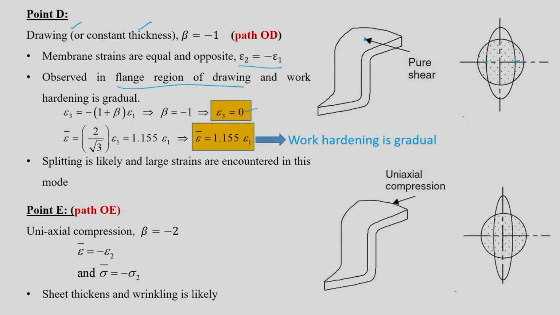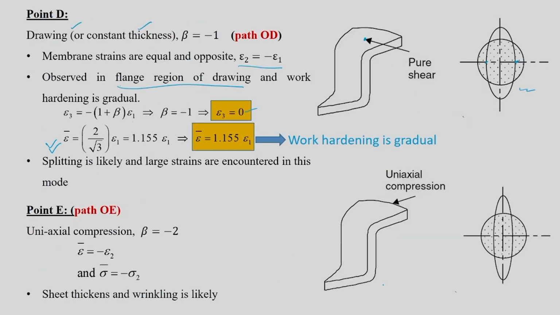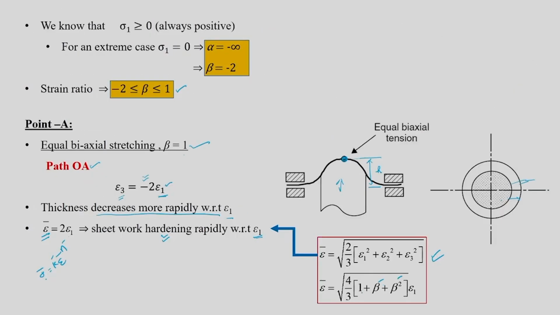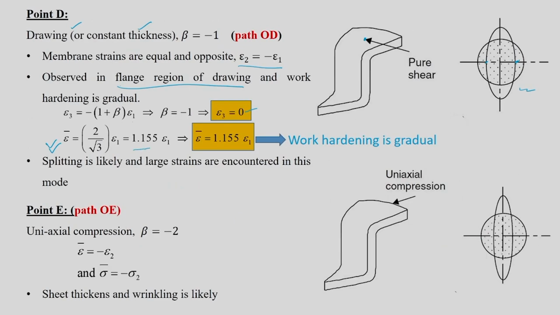What does it mean? That means if you deform a material in this particular strain path, you can deform the material up to a particular strain without much change in the thickness. So the thickness strain is going to be almost 0. Now for this also you can get epsilon bar. What is epsilon bar? Epsilon bar is given by this equation, and you put beta equal to minus 1 here. So 1 minus 1 plus 1, square root of 4 by 3, so 2 by square root of 3 into epsilon 1.